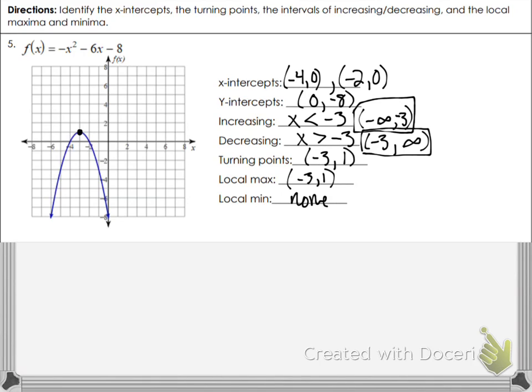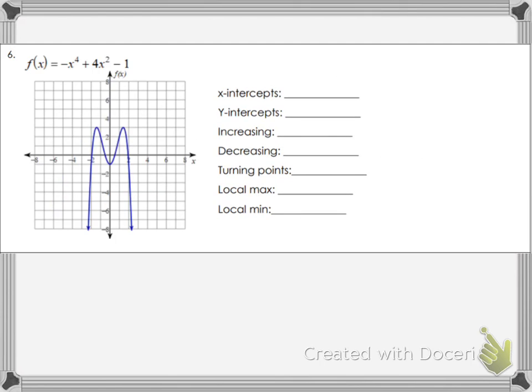Okay, are there any questions on this example that we did yesterday and finished today? Can I move on to our last one? Okay. Here it is. Gives us our function f of x equals -x to the 4th plus 4x squared minus 1. Okay, once again, it wants the same things. It wants my x-intercepts, y-intercepts, increasing, decreasing, our turning points, our local max, and our local mins.